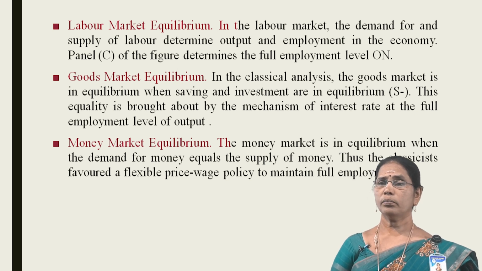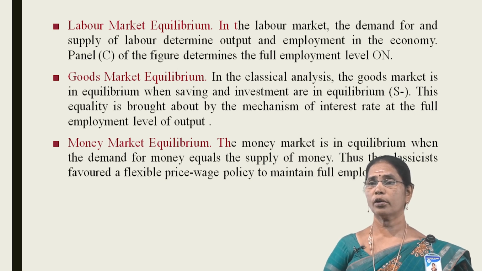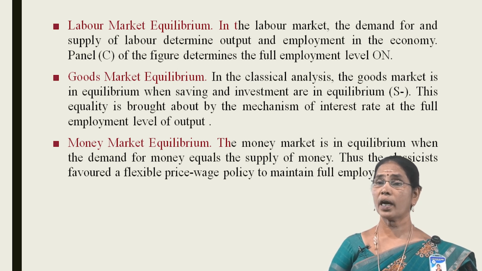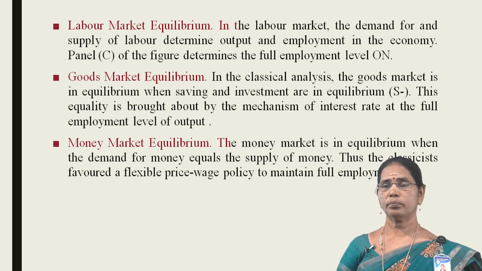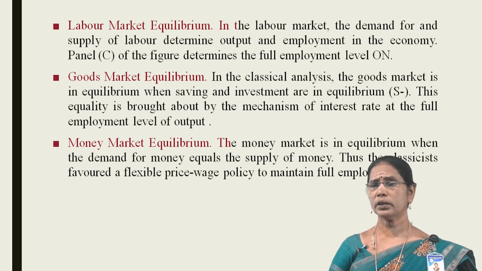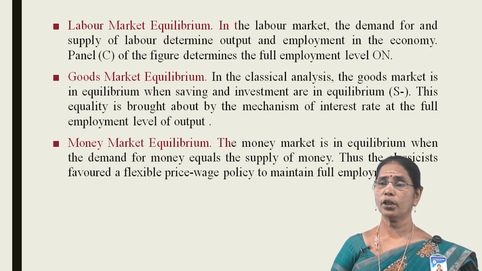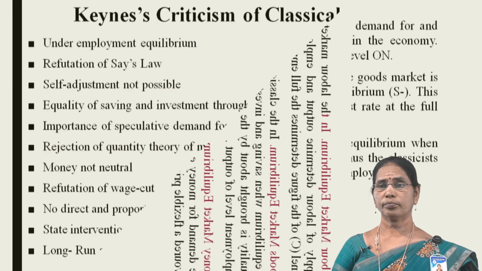Goods market equilibrium. In the classical analysis, the goods market is in equilibrium when saving and investment are in equilibrium. This equality is brought about by the mechanism of interest rate at the full employment level of output. Money market equilibrium. The money market is in equilibrium when the demand for money equals the supply of money. Thus, the classicalists favored a flexible price-wage policy to maintain full employment.